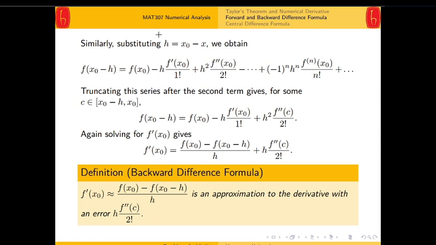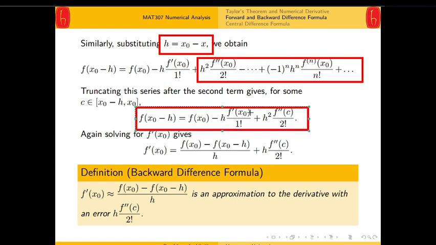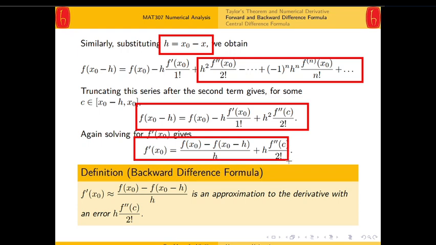Okay, similarly, if we substitute h equal to x naught minus x in the Taylor series expansion, then f of x naught minus h will be expanded with this formula. If we truncate this series after the second term, and if we truncate the series from this point on, then we will have this equality, right? Because the rest of the terms, the error due to this truncation, will be like this quantity, and this will be an equality. If we again solve for the first derivative here, then we obtain this formulation.